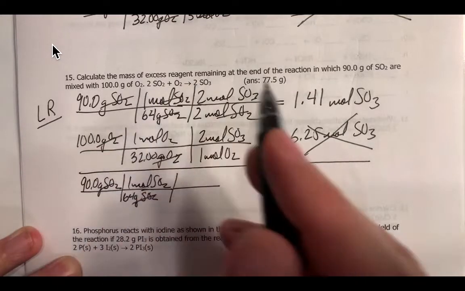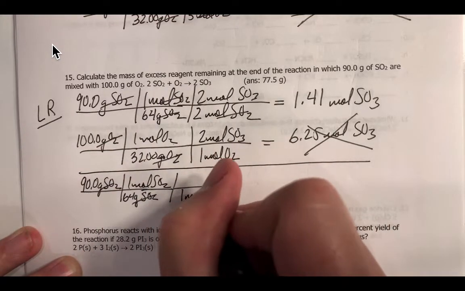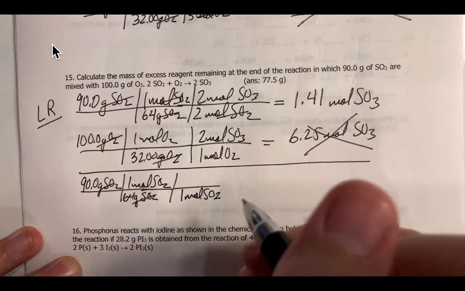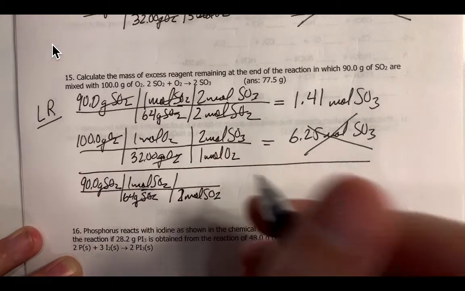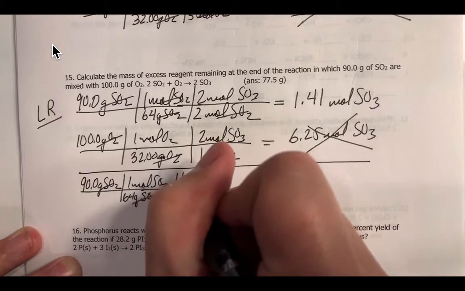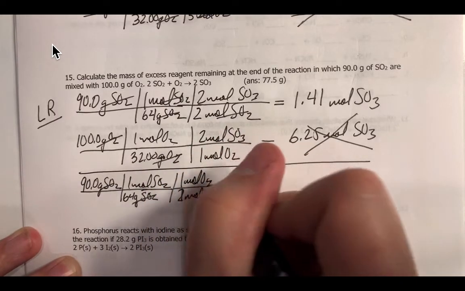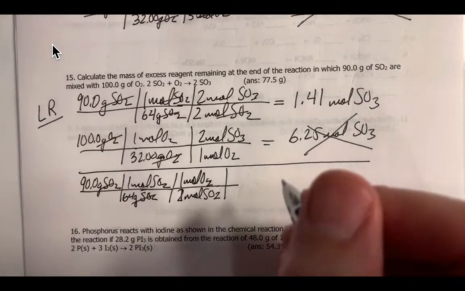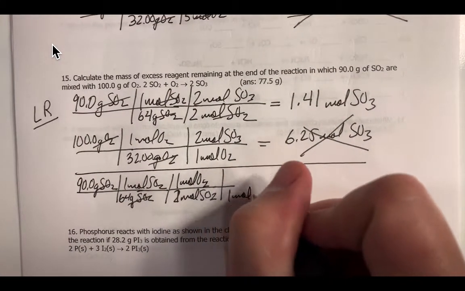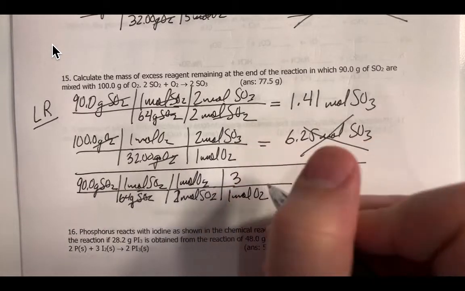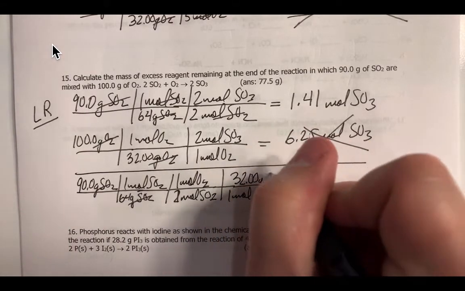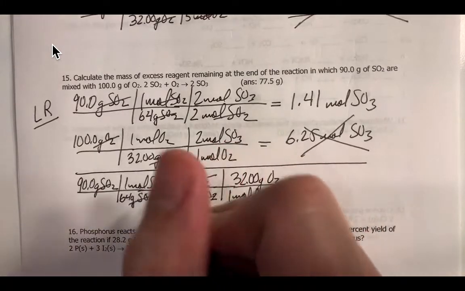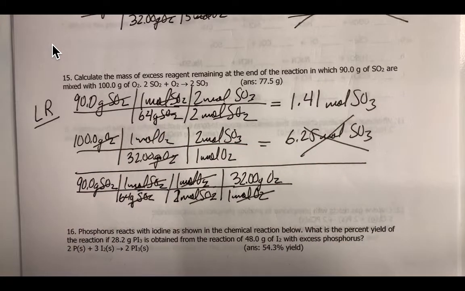Okay, from our balanced chemical equation here, 2 moles of SO2 react with 1 mole of O2. And we want to get back to a mass here in a minute, so let's go ahead and do that. 1 mole of O2 has a molar mass of 32. Right now we're trying to figure out how much of the O2 was required.